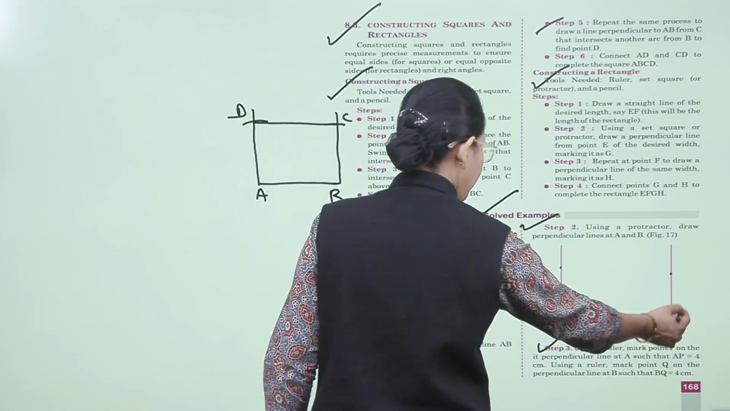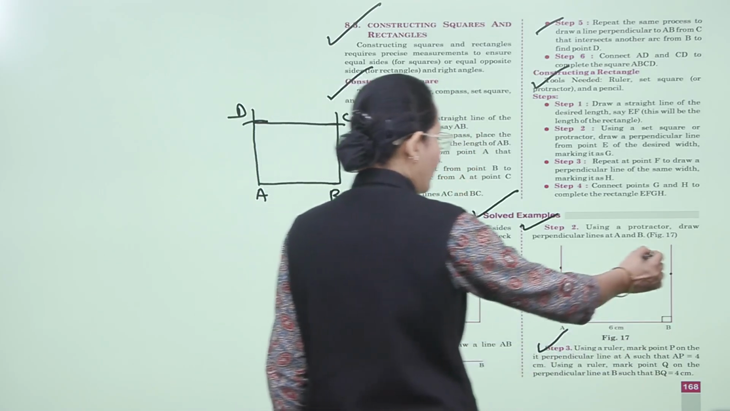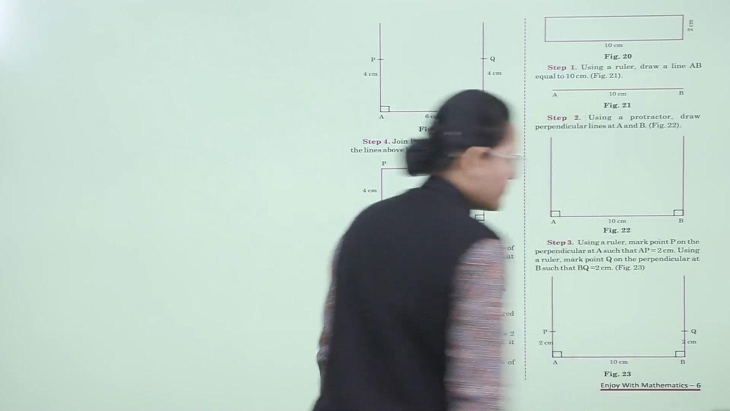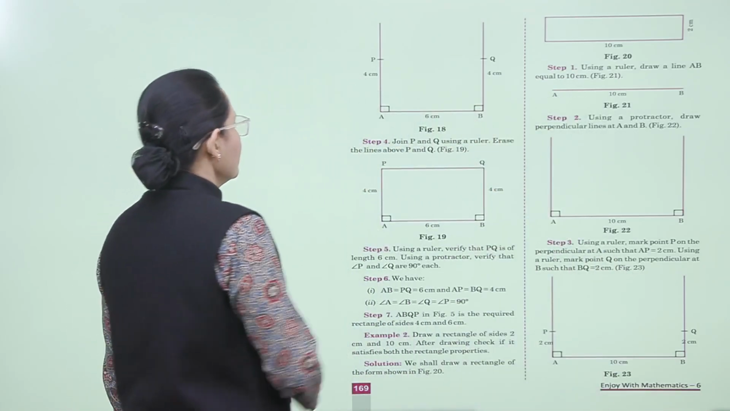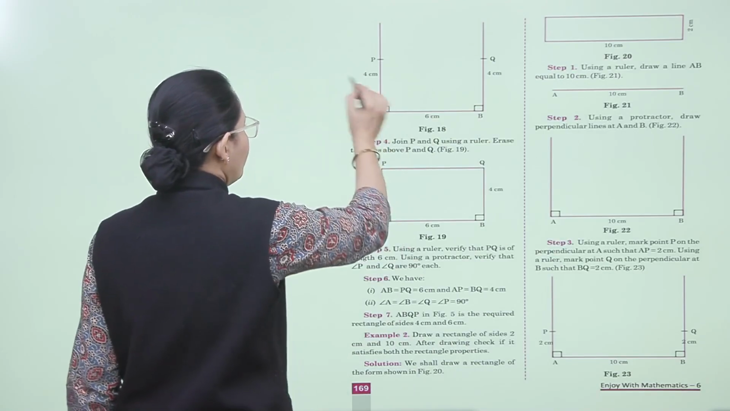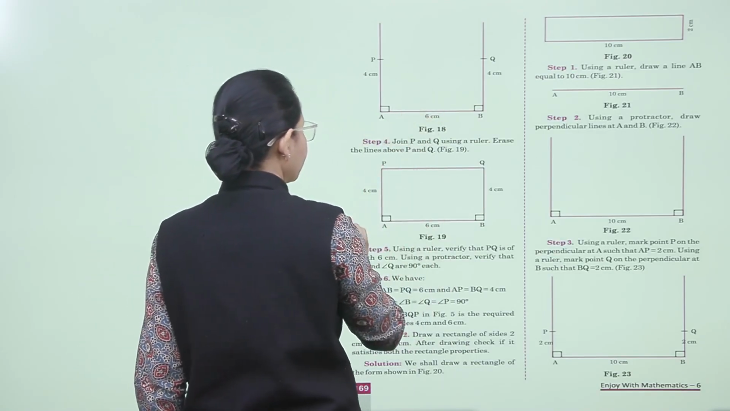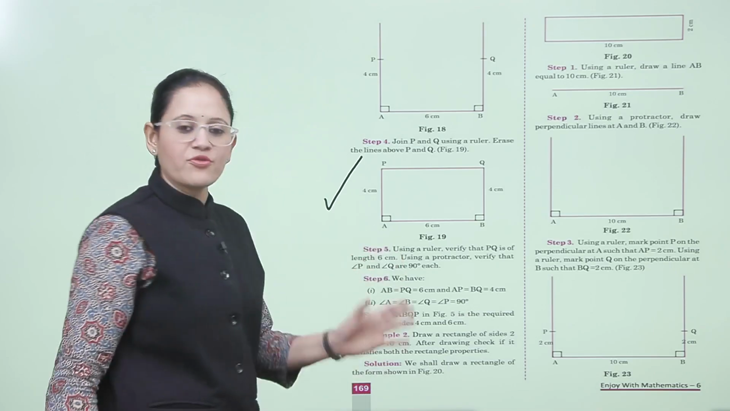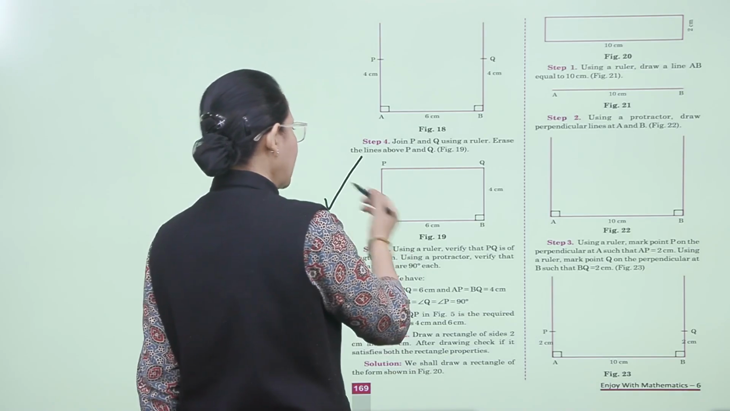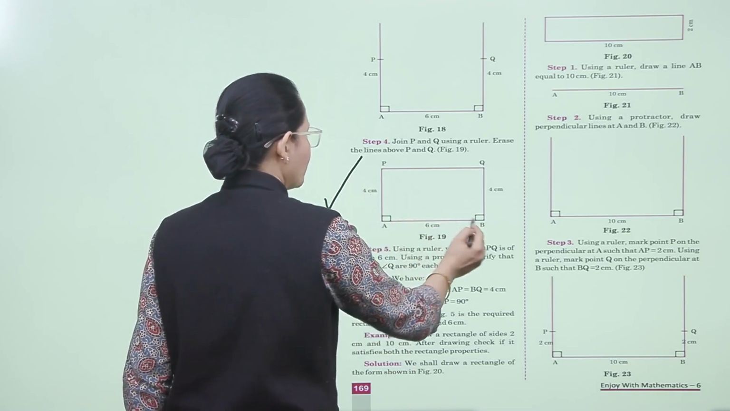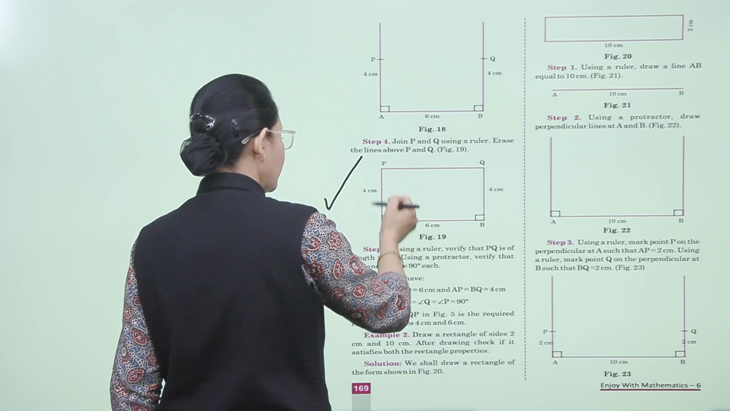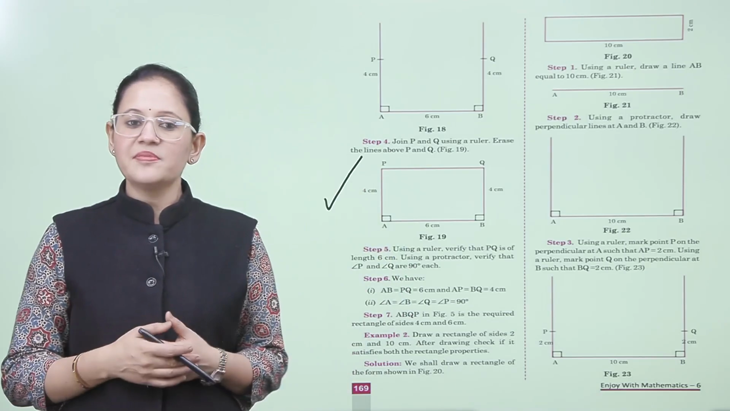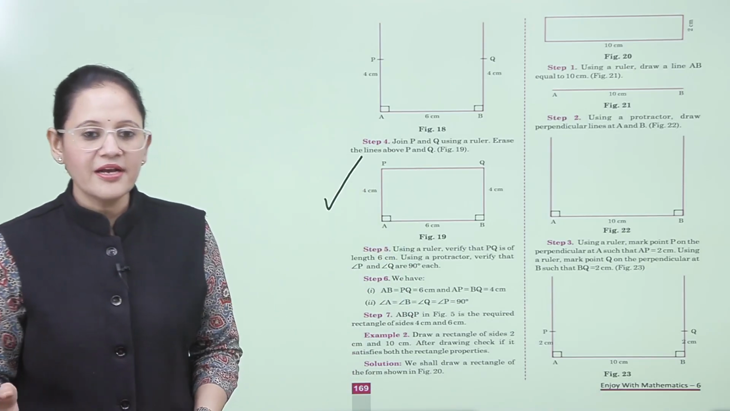These points are A, B, and these are the points P, Q. Now we will join them, and that is our required rectangle. Clear? Using the ruler, now we have to verify. PQ should be equal to AB, and QB should be equal to PA. Clear? And each angle should be 90 degrees. That means it is a rectangle. Clear?